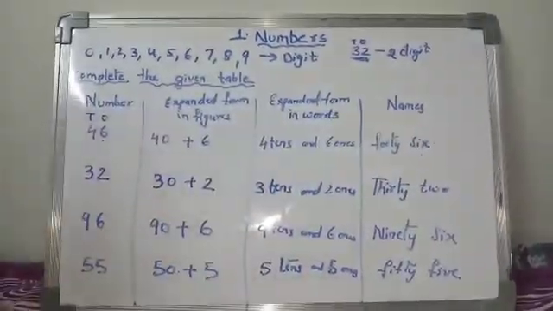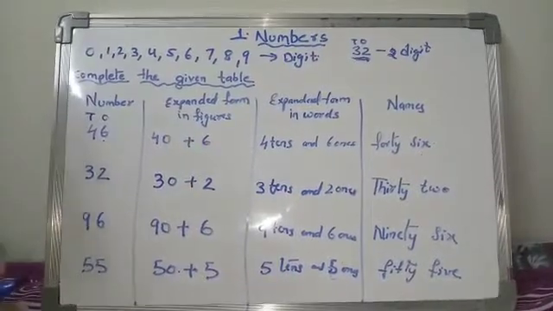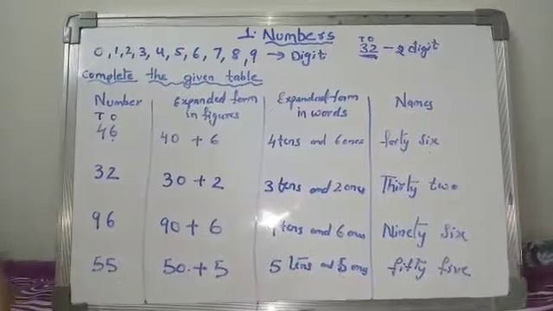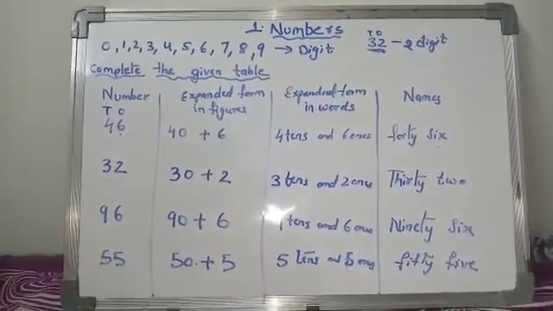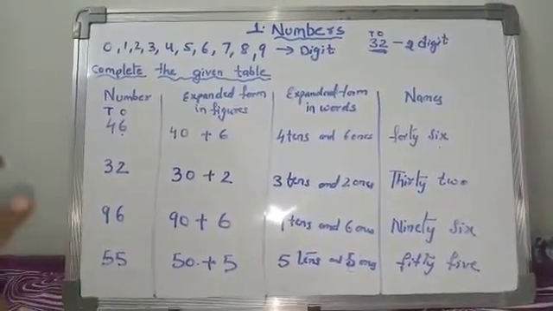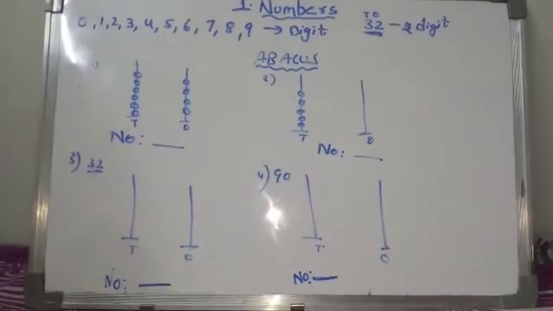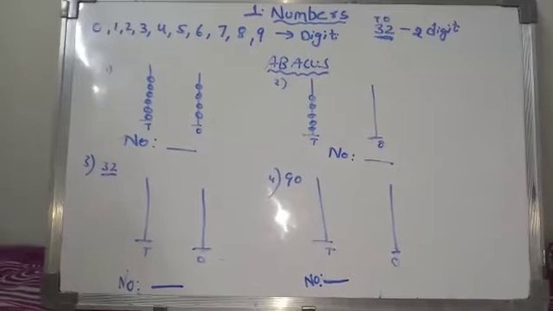So I have given you the worksheet. Just practice the worksheet at your home. Okay children? The next topic will be regarding the abacus. We will write the numbers in the form of the abacus tool. Now we will write the number in the form of abacus.